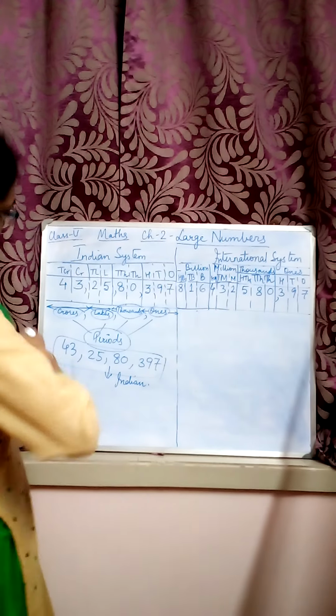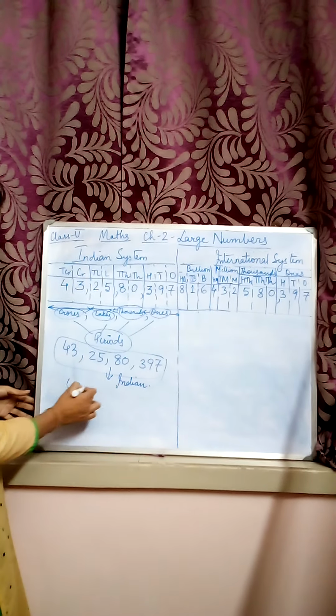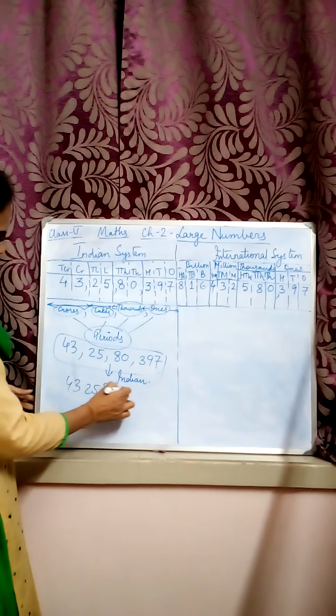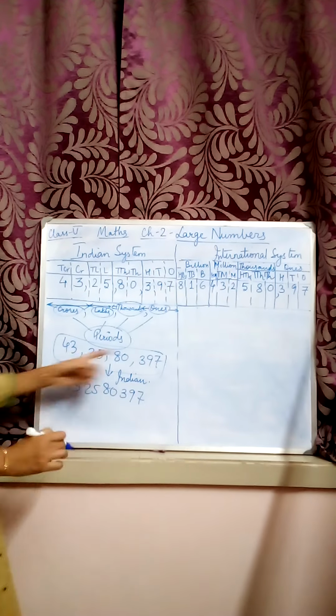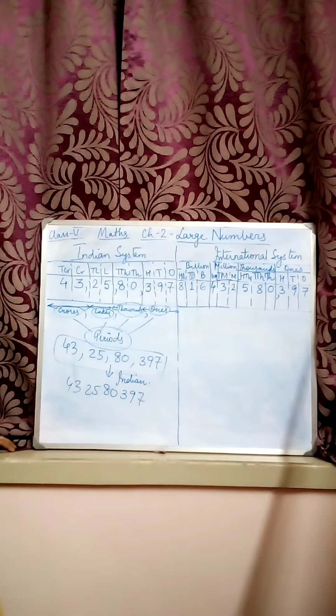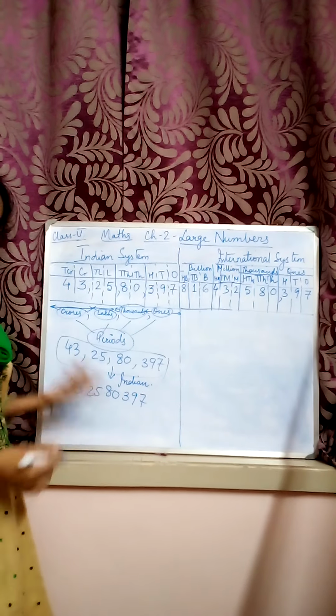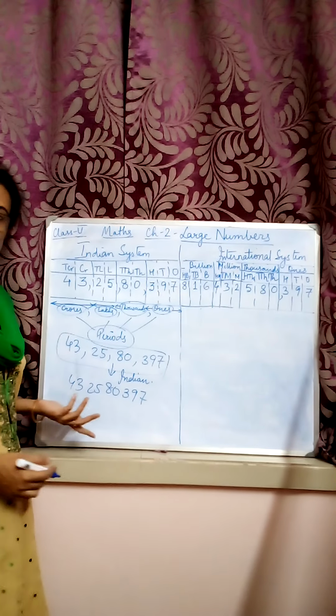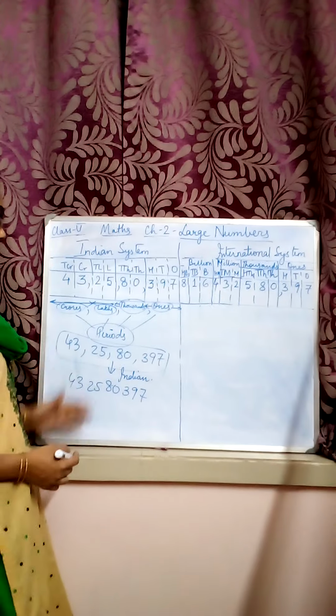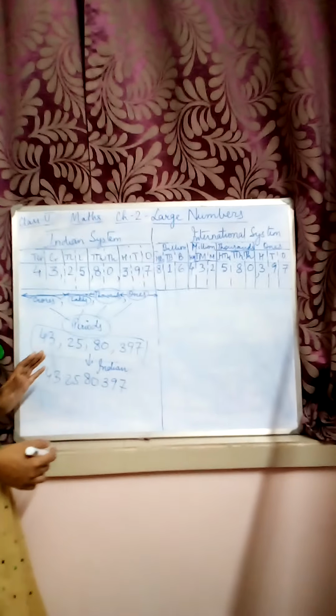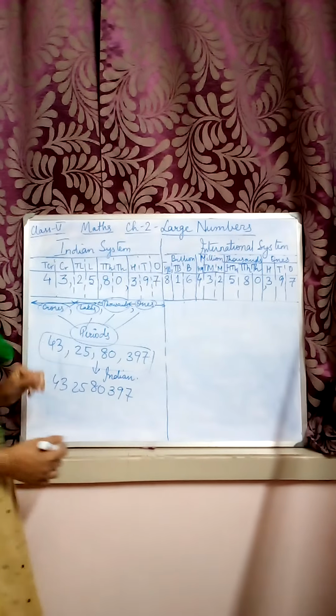Until and unless I group the numbers, if I write down like this, will you be able to identify in which system it is written? No, whether it is an Indian system or an international system, you won't be able to identify. So that is the purpose of dividing the number into periods and putting the commas. Is it clear? Now we are moving to the international system.